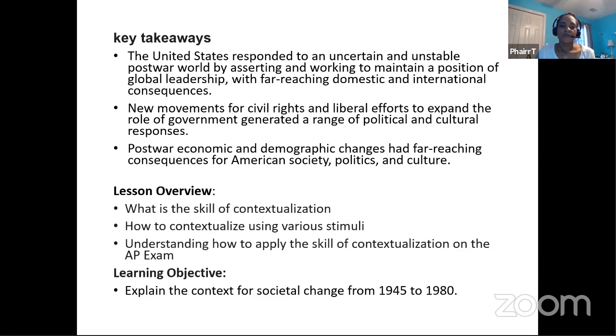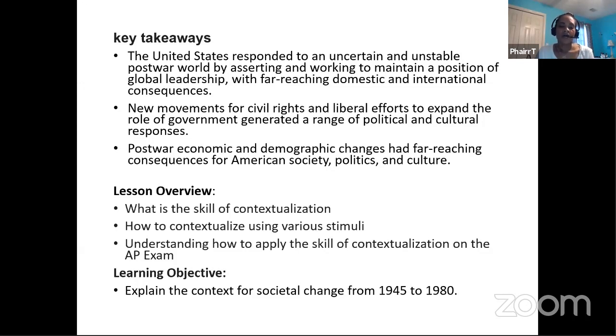Number one, the United States responded to an uncertain and unstable post-war world by asserting and working to maintain a position of global leadership, with far-reaching domestic and international consequences. Another takeaway is that the new movements for civil rights and liberal efforts to expand the role of the government will generate a range of political and cultural responses. And again, as you're going through Period 8, you will see exactly what I'm talking about. And then post-war economic and demographic changes had far-reaching consequences for American society, politics, and culture.